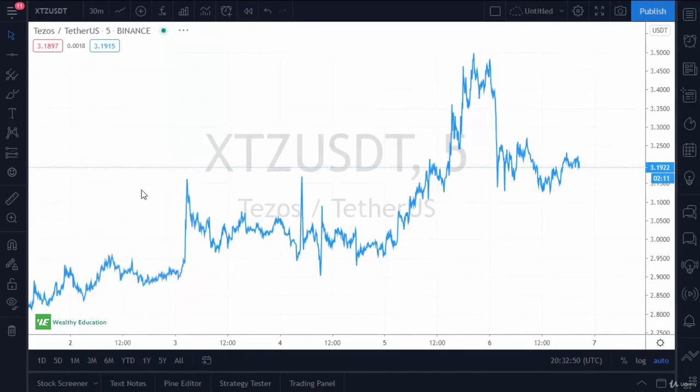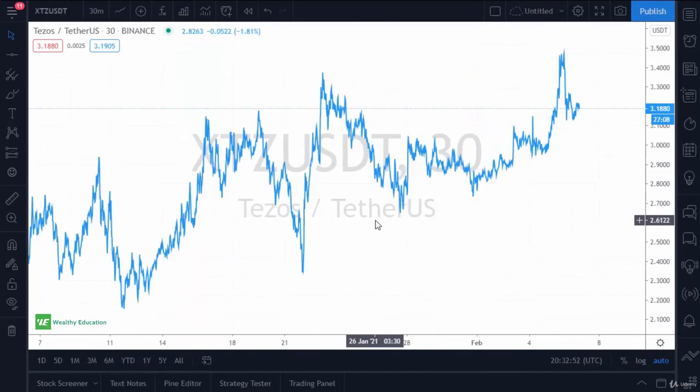So in the next video, I'll show you some examples on how to use this support and resistance concept to make profits.